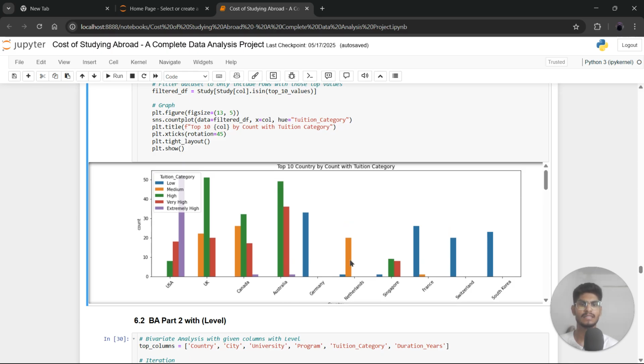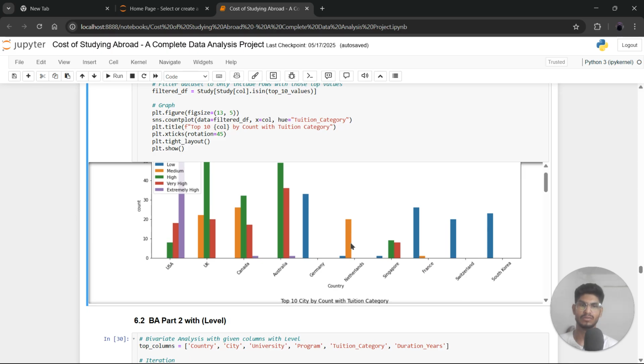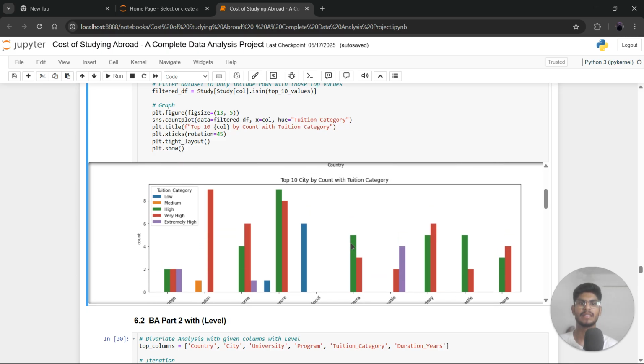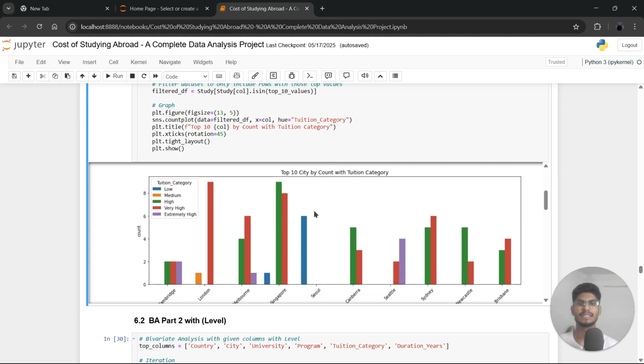Same with the Netherlands, it is giving you medium. Netherlands tuition cost will be around 10,000 to 25,000 US dollars. So again we will see the relation between city and tuition category.